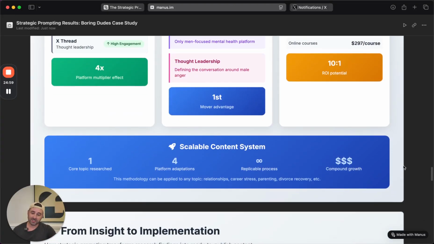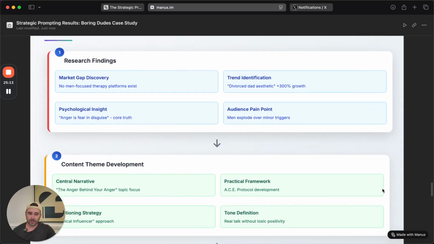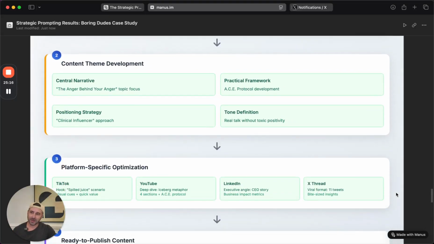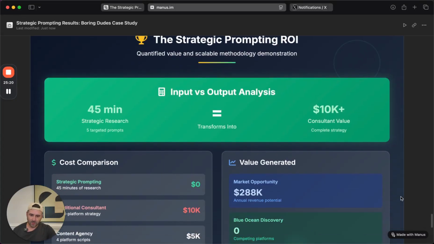And it's a scalable content system. So this is one core topic that was researched, 4 platforms, replicable process, and a lot of compound growth. So it says this methodology can be applied to any topic: relationships, career stress, parenting, divorce recovery, etc. Kind of another summary here. I think we've gone through pretty much all of it.